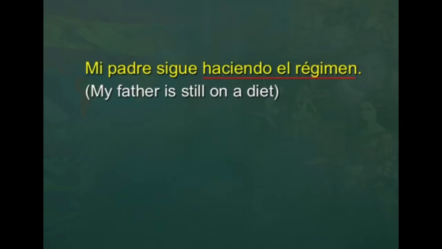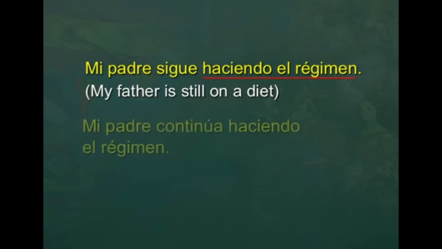It is to be on diet. It's been some time when your father started the diet and he's still continuing that. Another way of saying the same thing with different structure is Mi padre continúa haciendo el régimen. In this sentence, the use of continuar verb also indicates the continuity of action. This structure is very similar to earlier examples that we just saw. Let's continue and see some more examples.